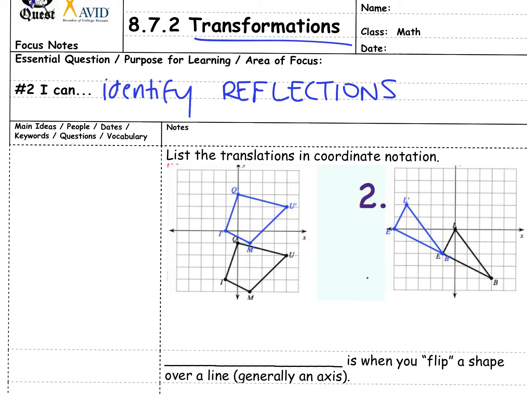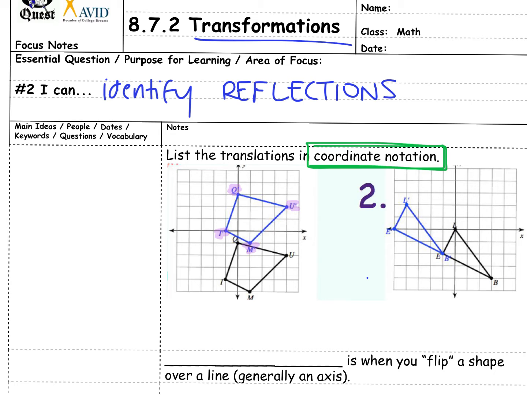So we've already talked about translations, and now we are on to reflections. And a quick review from yesterday is first we need to list our translations in that coordinate notation. So that's in that fancy XY form. But before we can do that, we have to identify what's happening with my old shape to my new shape. Remember when they have that little tick mark, that prime notation, that implies it's my new shape. So this is my new shape in blue. My old shape is the one on the bottom in black.